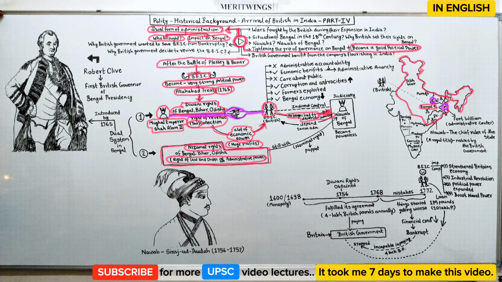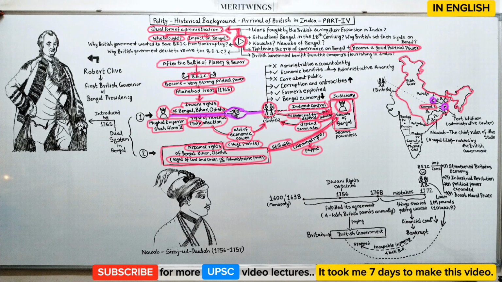The rights of Diwani, that is revenue collection, went to the British, friends, whereas Nijamat, which we also call the right of law and order or administrative power, was still with the Nawabs here. That is, the right of justice and law and order, Nijamat, remained with the Nawab of Bengal. But this right remained only a nominal right with the Nawabs, because due to this, the Nawab remained only a puppet. The real power, that is revenue collection, was with the British, due to which the British increased their influence further by keeping indirect control over the judiciary.